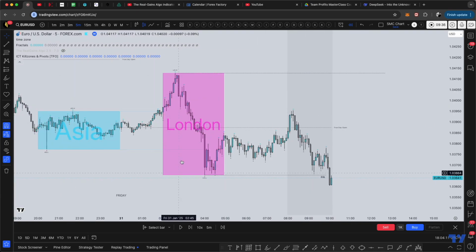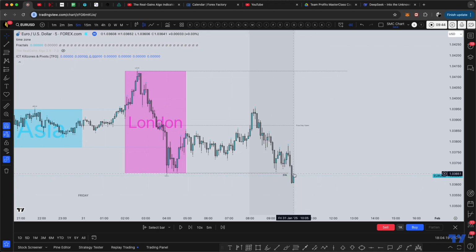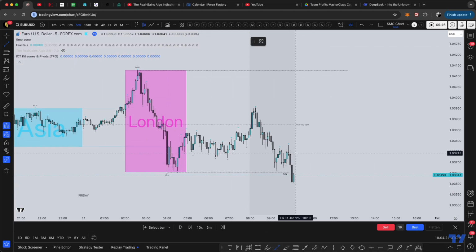Notice that we keep being kind of rangy. London session was very volatile right here. Now New York session is opening and is sweeping London low. So remember the criteria, right? At this point, I want to see, based on ICT, this is a change. This is what is known as a change in the state of delivery.